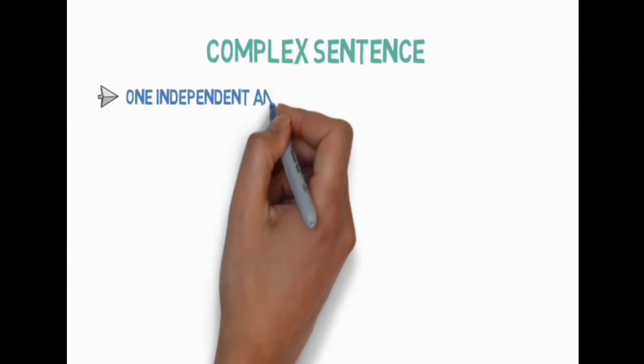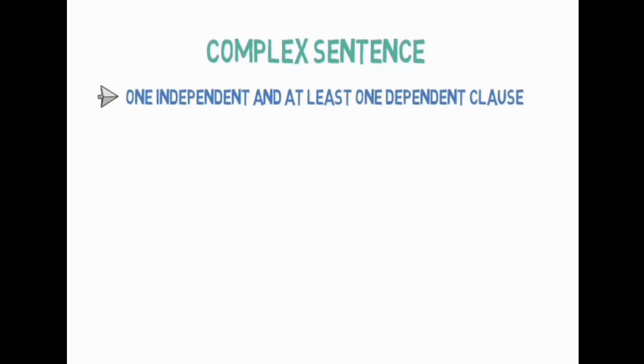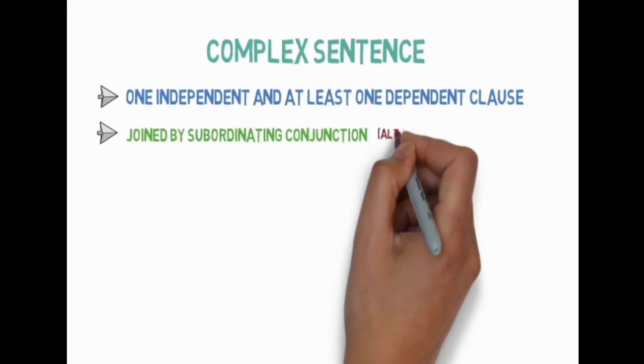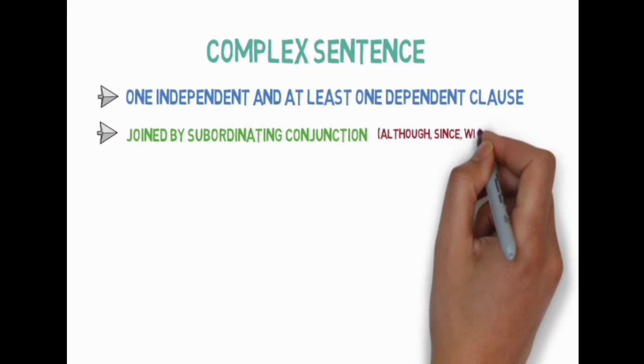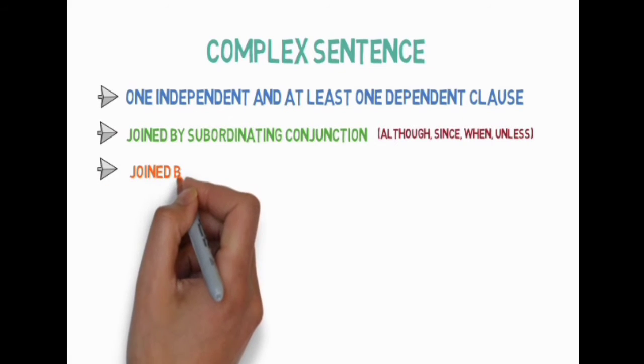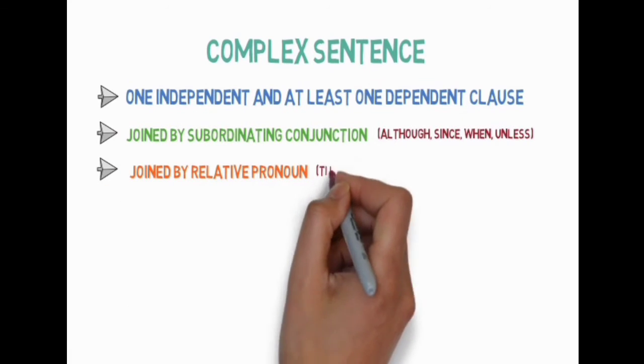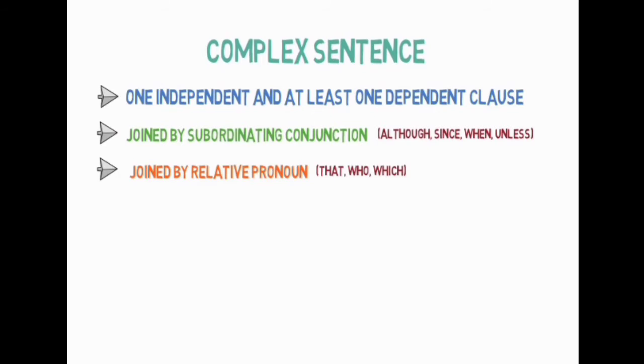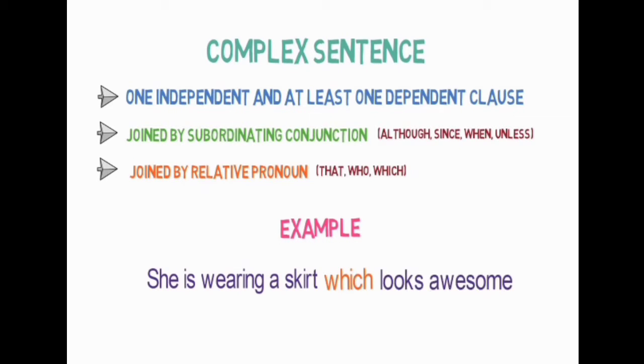A complex sentence consists of one independent clause and at least one dependent clause. It is joined by a subordinating conjunction like although, since, when, unless, etc. Or it is joined by a relative pronoun like that, who, which. For example, he is wearing a skirt which looks awesome. Here, which is used for joining one independent clause and one dependent clause.